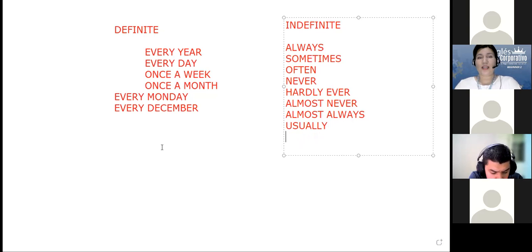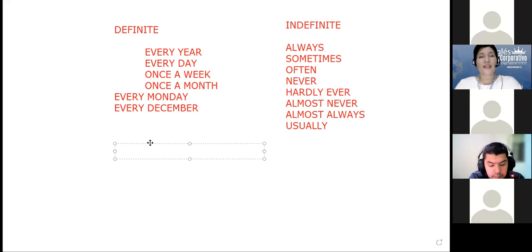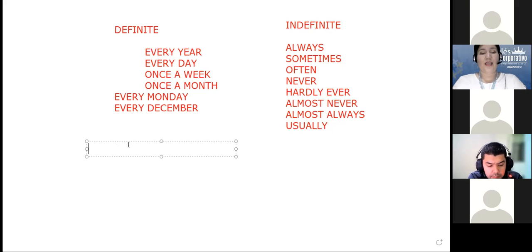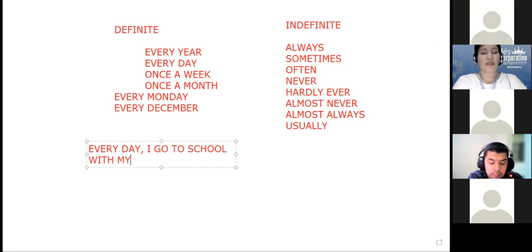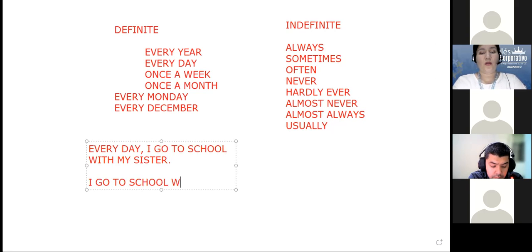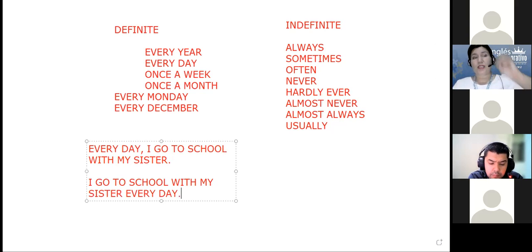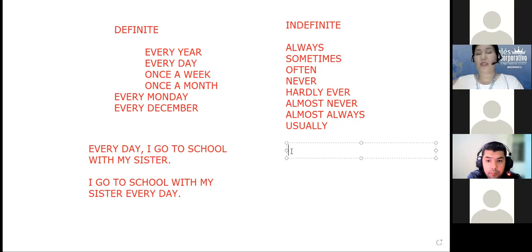So here, what I need to explain right now is the following. For example, with the ones of definite frequency, you can say, every day I go to school. I go to school with my sister, let's say. Or, I go to school with my sister every day. Right, and here you have the two forms. Important, you can use every day at the beginning of the sentence or at the end of the sentence. And in this case, with the adverbs of frequency, you only use them after the subject.